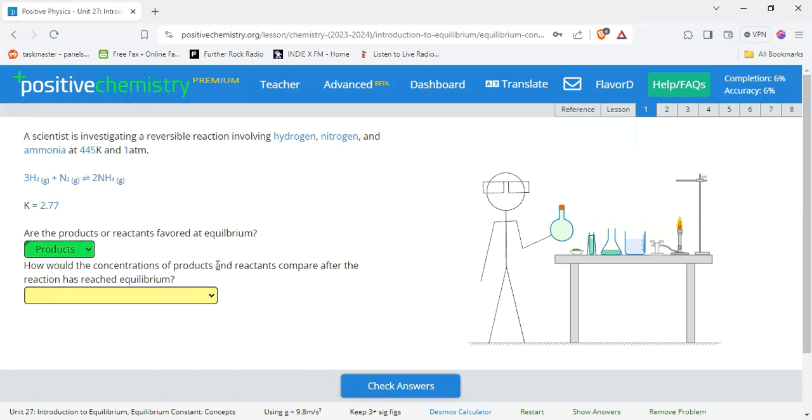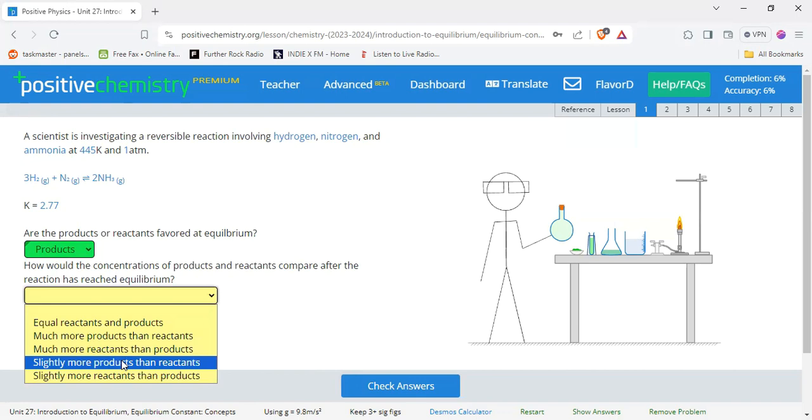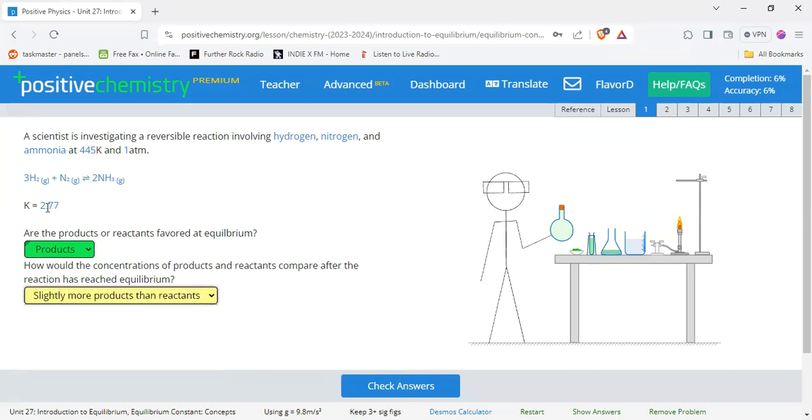How would the concentrations of products and reactants compare after it's reached equilibrium? The whole point is that it's product favored, so we're going to have slightly more products than reactants. In other words, if this is 2.77, that's definitely more than 1, but some of these Ks are, I'm not kidding, like 10,000. So this is just a little bit more product, not an absolute shipload.